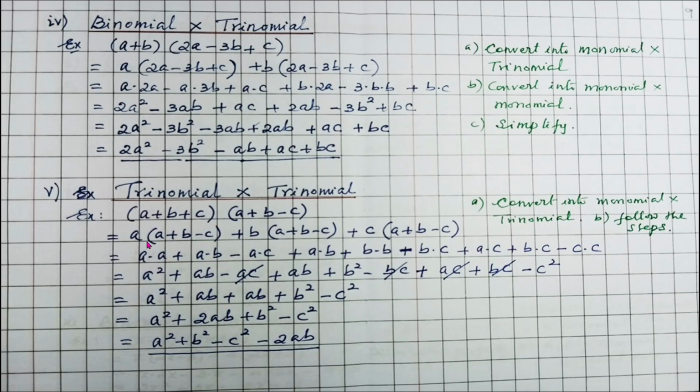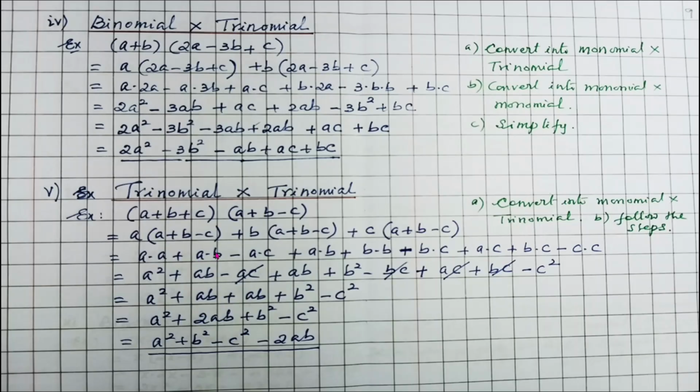So a into a is a square, plus into plus is plus, a into b is ab, then plus into minus is minus, a into c is ac, plus into plus is plus, b into a is ab, plus into plus is plus, b into b is b square, plus into minus is minus, b into c, plus into plus is plus, c into a, ac, plus into plus is plus, b into c, plus into minus is minus, c into c. Now simplify it.